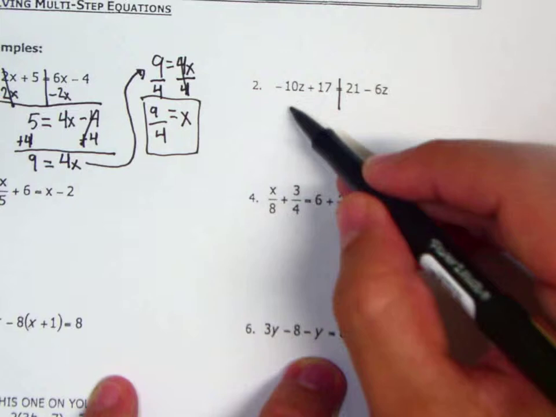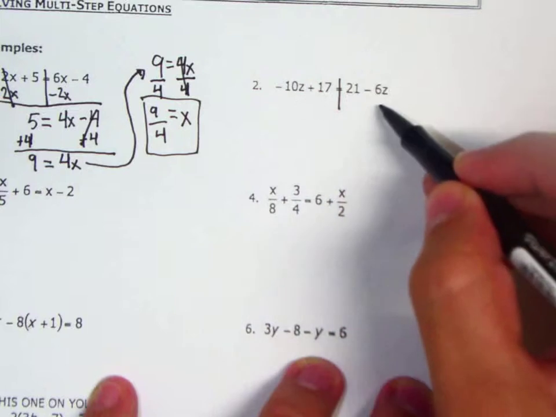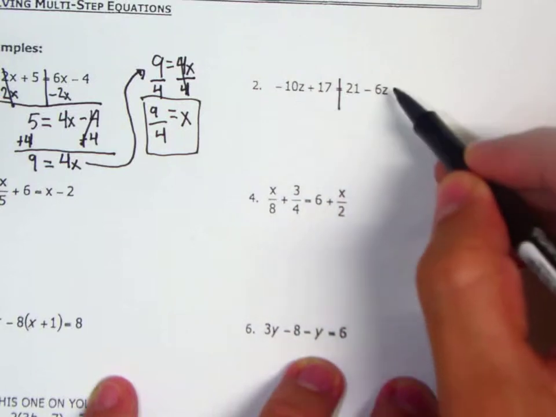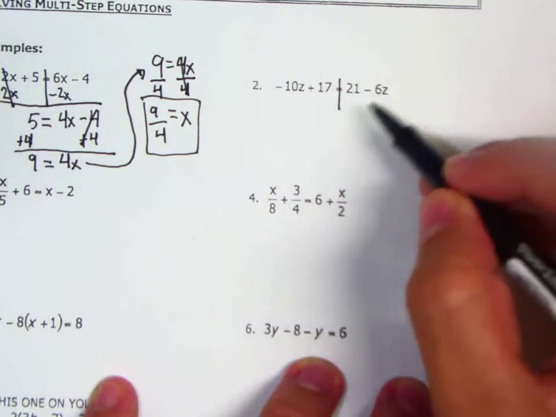So really, you want to move the 10z over here. You want to move everything to the right, the z's to the right hand side. We're going to move it over here.